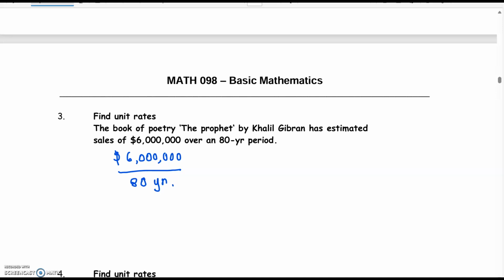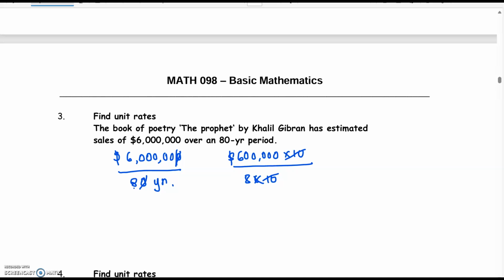So remember, 80 is 8 times 10, and 6 million is 600,000 times 10. Just 1 zero less would make it 600,000. And then multiply it with a 10, the 10s cancel. And that's why we always say cancel the zeros. Canceling the zeros is same as canceling the 10s.